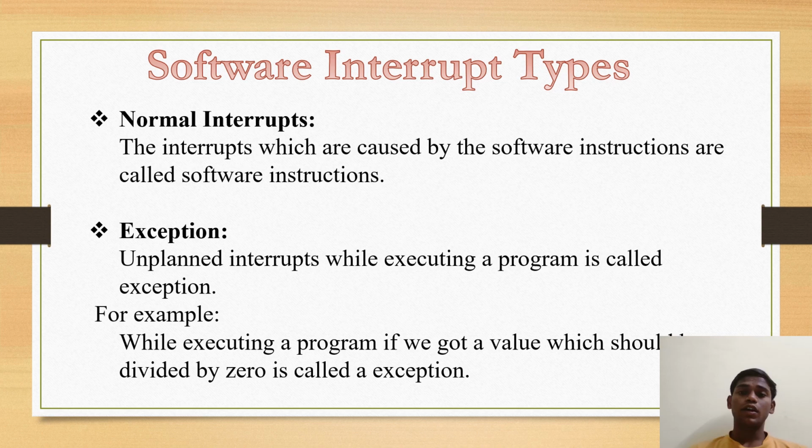Software interrupt types. Normal interrupts: the interrupts which are caused by software instructions are called software interrupts. Exceptions: unplanned interrupts while executing a program are called exceptions. For example, while executing a program, if we get a value which is divided by 0, it is called an exception.